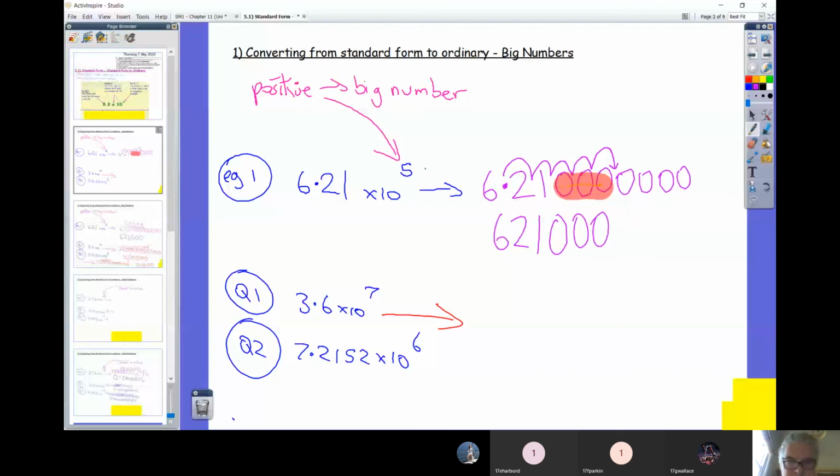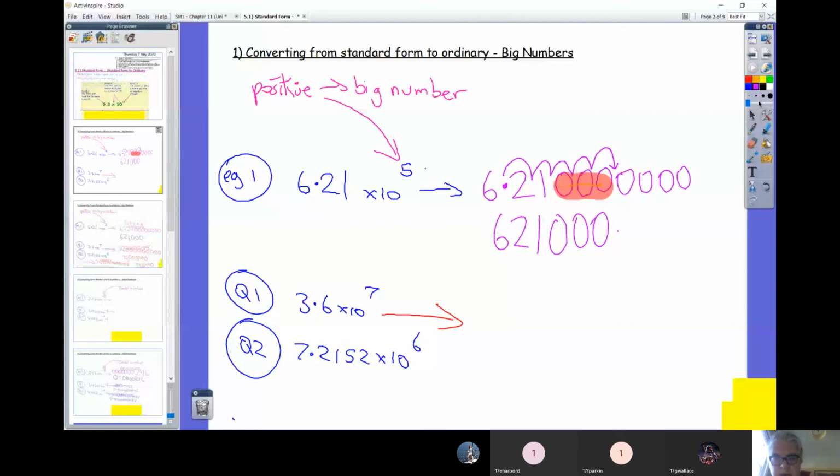So just to go over that again, I saw it was a positive power, so it's going to be a big number I need to convert it into. So therefore, I put lots of zeros to the right, and I then bunny hop the decimal point along 5 because it was a power of 5. So let's take the next one as an example.